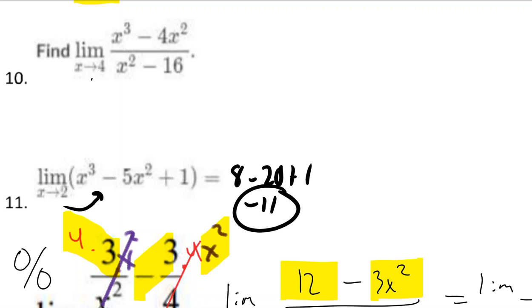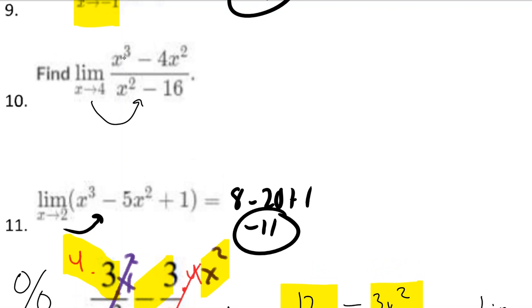Okay, so I'm gonna start off with direct substitution. I'm gonna plug in this 4. I'm gonna hope I don't get 0/0. Because if I don't get 0/0, then I'm very, very close to being finished. But if I plug in 4 here, this would be 64. Plug in 4 here, 64.